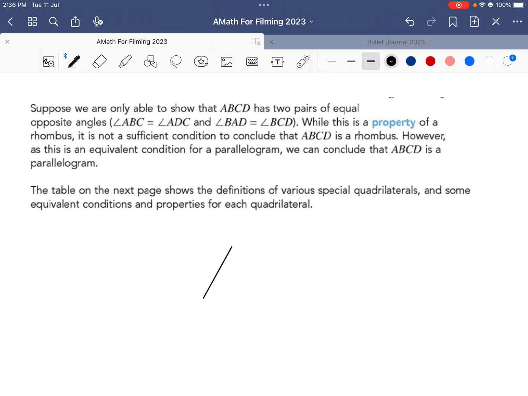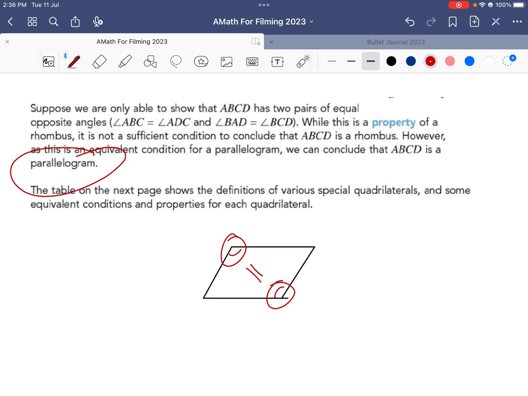So basically what this page is trying to tell you is this. For example, if I have something that looks like this, and I'm somehow able to prove that this angle and this angle are equal, think about it. In a rhombus, it is true that the opposite angles are equal, but does that prove it's a rhombus? It does not. In fact, in this case, you have proven that it is a parallelogram itself.